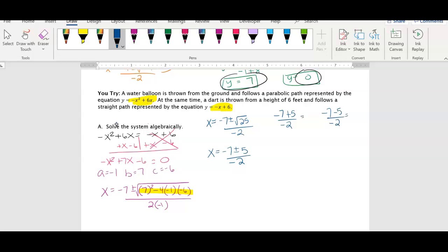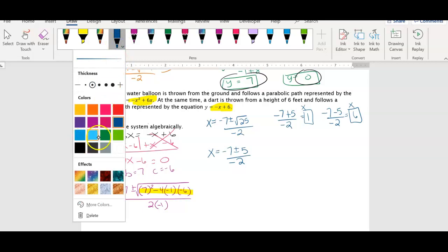Negative 7 plus 5 is negative 2. Negative 2 divided by negative 2 is positive 1. That's one x value. Negative 7 minus 5 is negative 12. Negative 12 divided by negative 2 is positive 6. So there's my second x value.